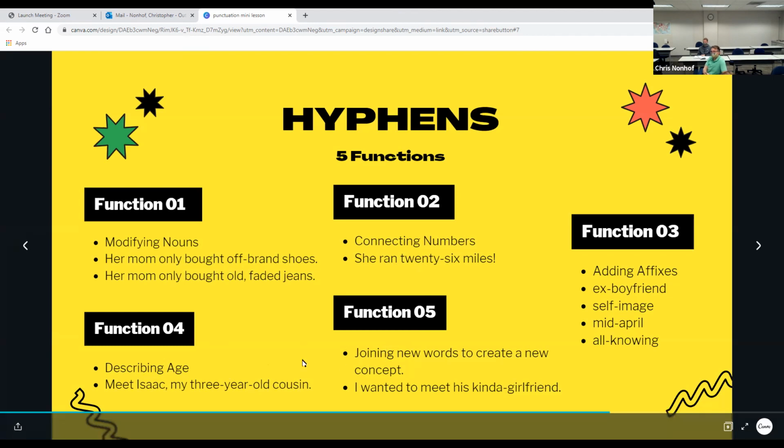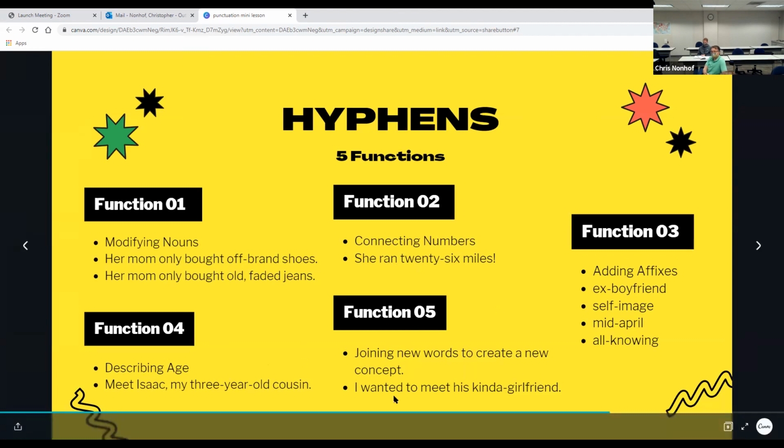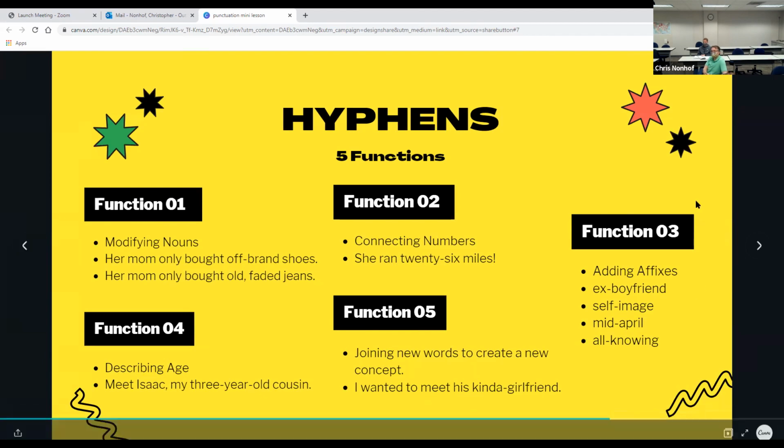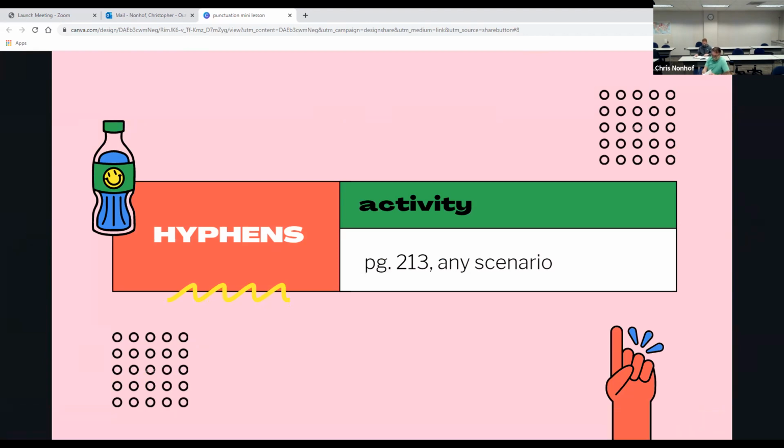And then number 5 is joining new words to create a new concept. So these are kind of like made up words, I guess. I wanted to meet his kind of girlfriend. And then we can do an activity. They're found on page 213, and you can do whatever you want.